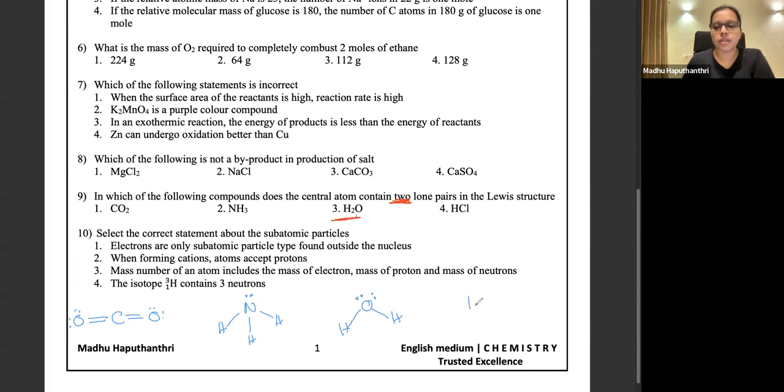And then HCl. In HCl, actually, there's no atom to be called a central atom because it's only a diatomic molecule. So neither hydrogen nor chlorine is becoming a central atom here. On the other hand, hydrogen has no lone pairs. Chlorine has 3. I'm looking for 2. So then the answer is water. Better if you can take down the structures also. These are all simple structures and very famous structures.